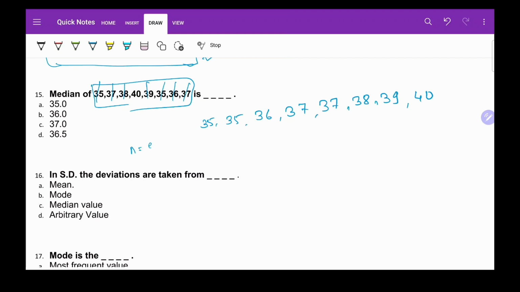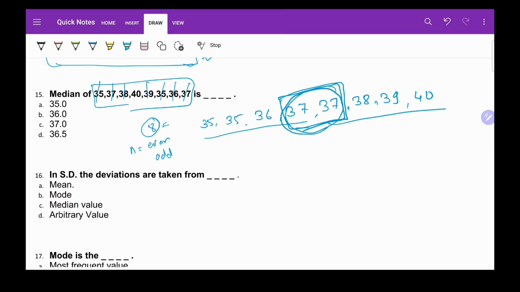Then find whether number of elements are even or odd. These are total 8 elements, so this is even. For even data set, we get 2 middlemost values. We have to take average of these 2 values to find the exact middle value of the data set. So the average of 37 and 37 is found by 37 plus 37 divided by 2, and that is nothing but 37. So the median is 37.